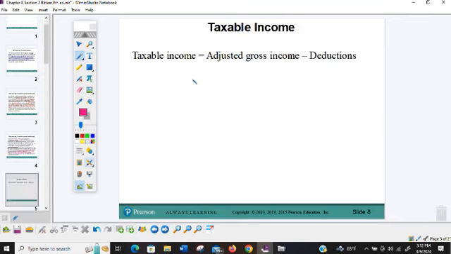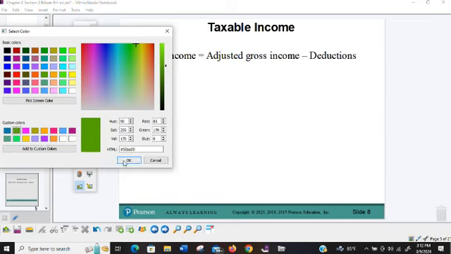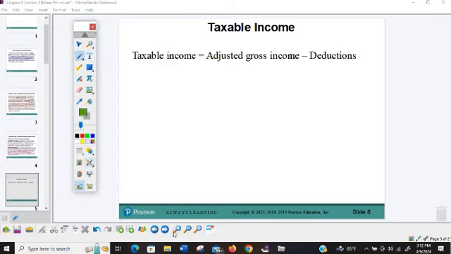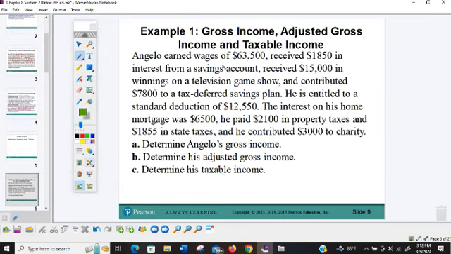Okay, so taxable income, what they actually tax you on, is your gross income minus that tax-deferred money, and then we take away the deductions. Sometimes it's the standard deduction, sometimes you can do what we call itemized. That's your taxable income. So let's look at one.